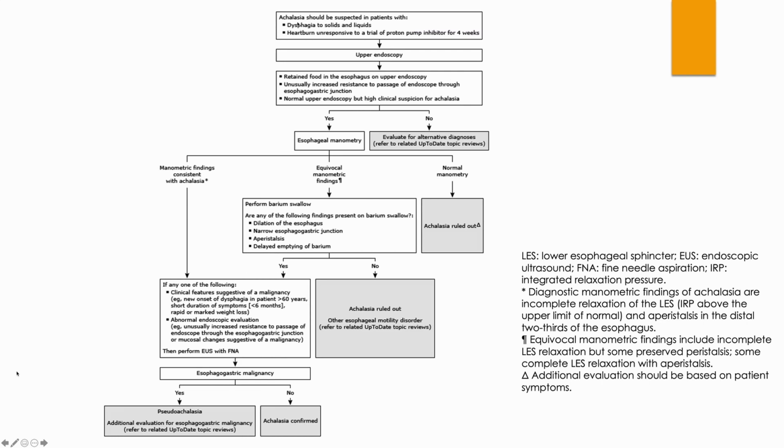So you suspect it: dysphagia, heartburn that's not responsive. You do the upper endoscopy. Generally speaking, we do the upper endoscopy first because we have to rule out the cancer before we can blame it on something else like achalasia. We get the upper endoscopy. If we do not notice that there's retained food or resistance of passage of the scope, then we can evaluate for other things. Okay. If we see those things on endoscopy and we don't find cancer, then we do the esophageal manometry, and that'll help confirm the diagnosis.